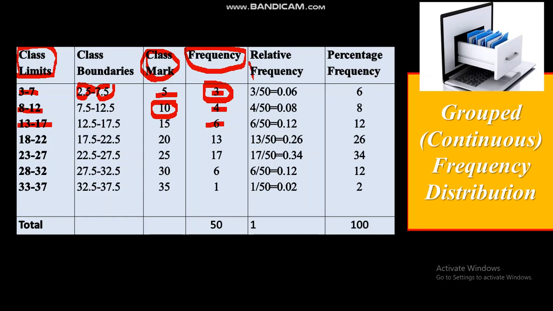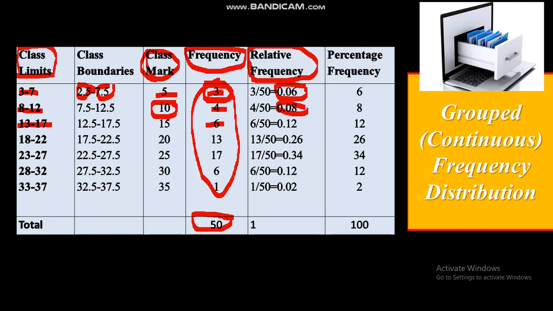And then by dividing the absolute frequency by the total frequency, we get the relative frequency. The relative frequency, for example, for the first class is 3 divided by the total frequency. Total frequency is the summation of all these frequencies. Then, for example, the relative frequency for the first class is 0.06, and for the second one is 0.08, and so on. The relative frequency is equal to the frequency of the class divided by the total frequency.